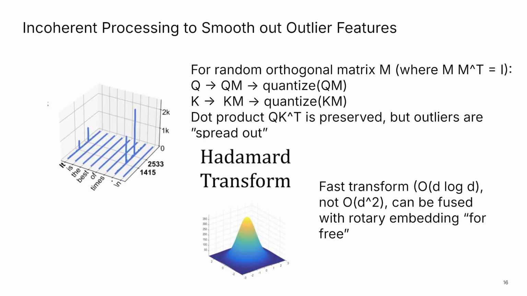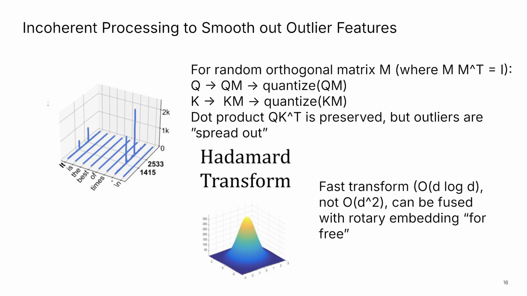So how do we deal with features that have very large magnitude? If you just quantize naively, you suffer a lot of quantization error. So what you can do is rotate everything by an orthogonal transformation and spread things out evenly.